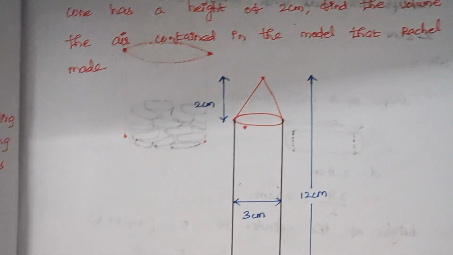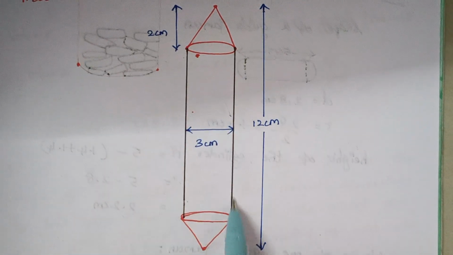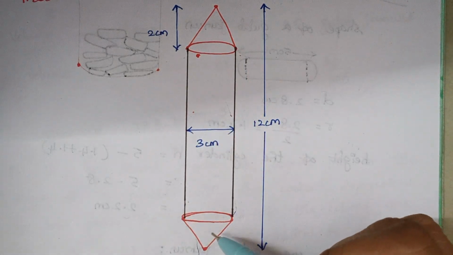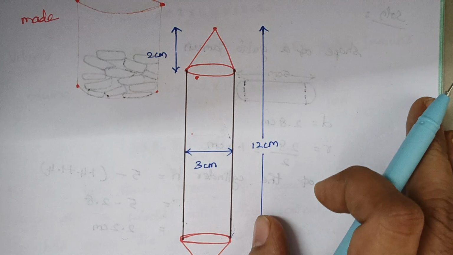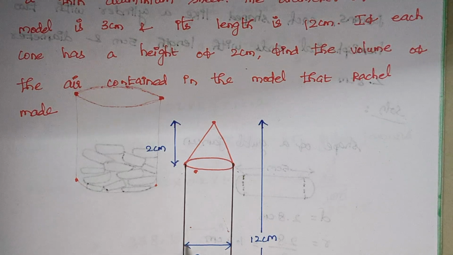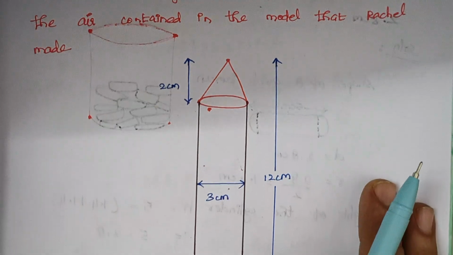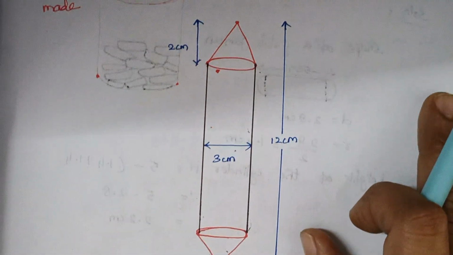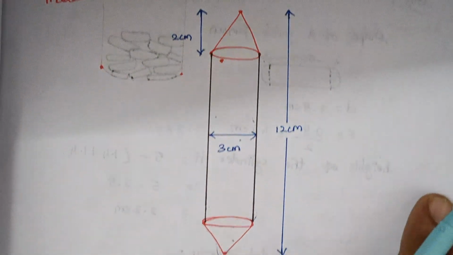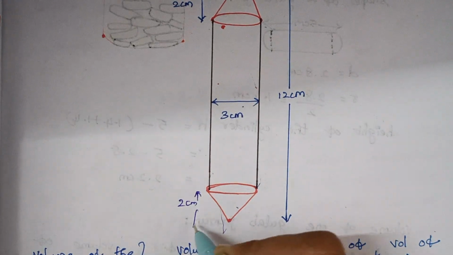So here you see, this is the cylinder, and we have cones attached on both the ends of the cylinder. So what are all the given parameters? You see the diameter of the model, right? So the diameter of the model is given as 3 centimeter and the length is 12 centimeters, right? So here the entire length is 12 and the height of the cone, right? Here it is 2 centimeters. Similarly, the height of this cone will be also equal to 2 centimeter, right?